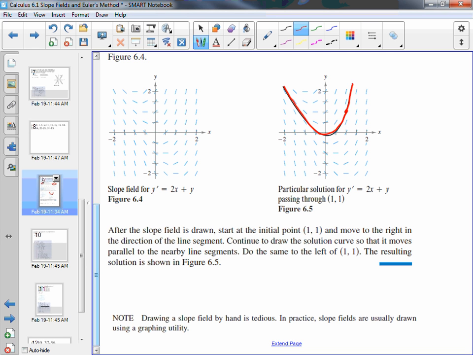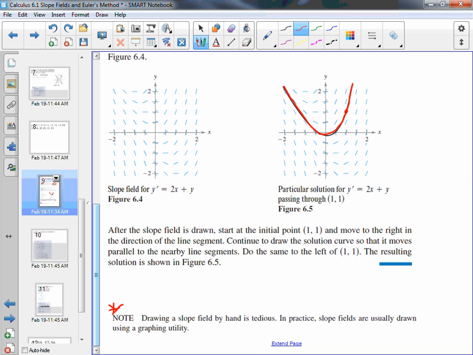Okay? All right. I like the note here. Drawing a slope field by hand is tedious. Really. In practice, slope fields are usually drawn using a graphing utility or copied out of the book. Sometimes we do that. Okay? So they're acknowledging the fact that making slope fields by hand is not the most fun thing you've ever done.